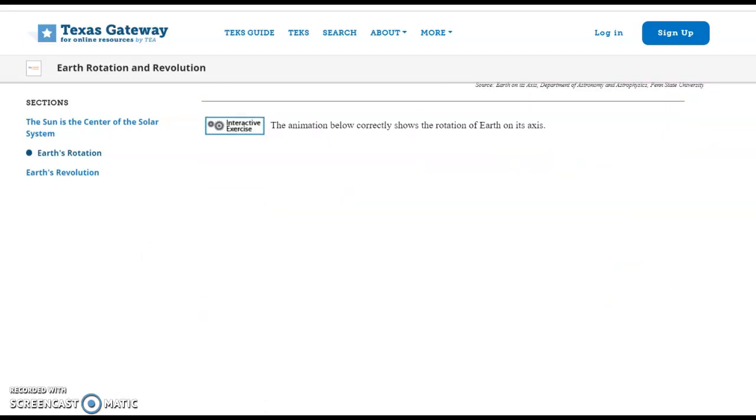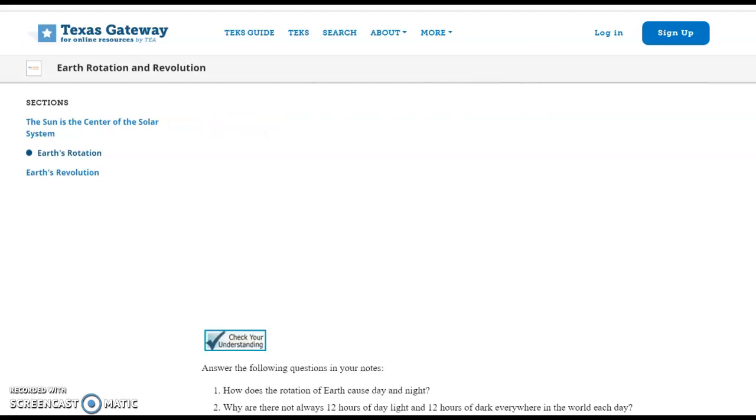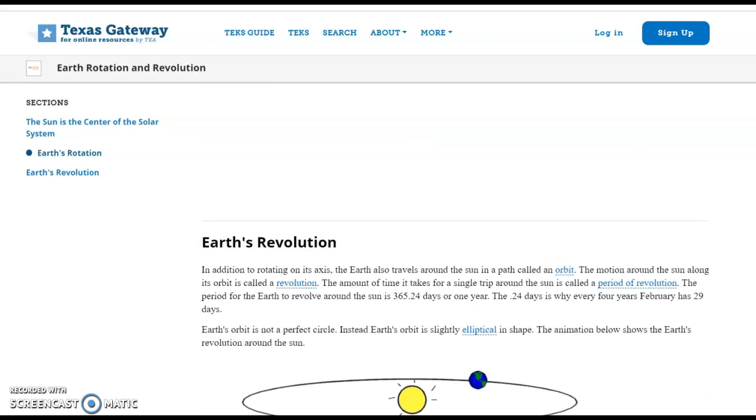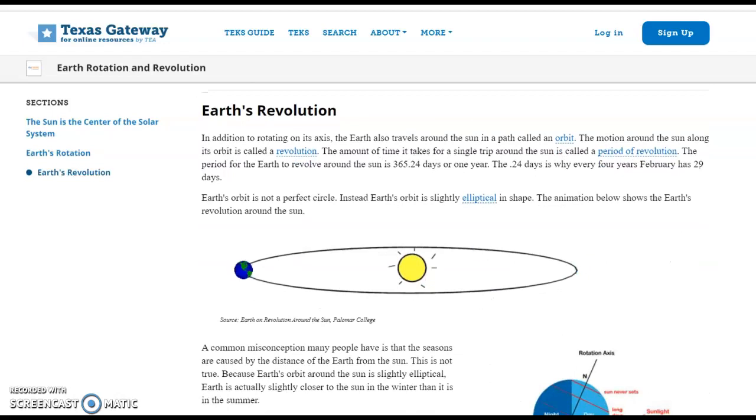Now, interestingly enough, this next interactive exercise, neither myself or Miss Lovern could get this to show up on our page. So we're not going to talk about it because neither you or I can see what is going on here. Nor can we answer the following question, again, because we cannot see the interactive animation. So we're going to continue on to Earth's revolution.